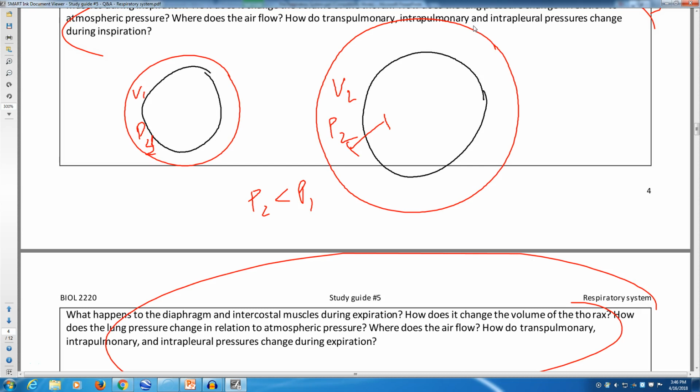And then I start to expire. This moment, intrapleural pressure goes up, intrapulmonary goes up, volumes decrease, but pressures go up, and what we care about is that intrapulmonary at expiration is higher than atmospheric. At the very, very end of expiration, at this moment, what is the ratio between atmospheric and intrapulmonary? It's equal. That makes sense?